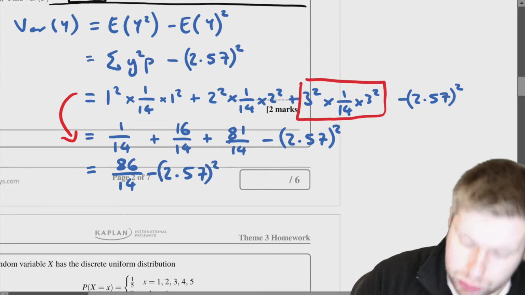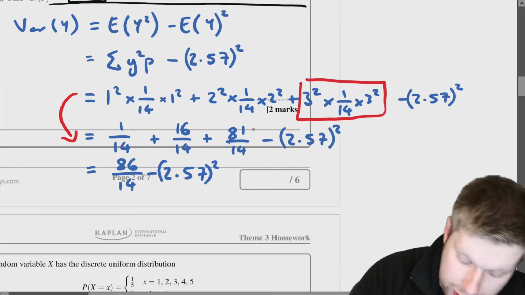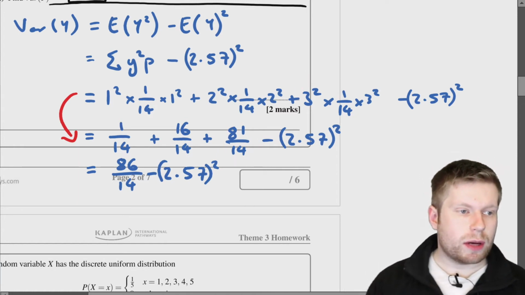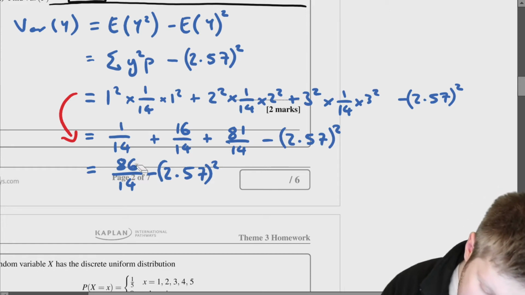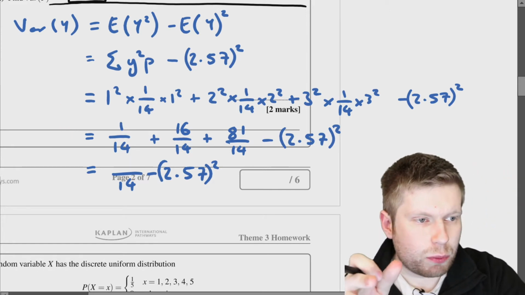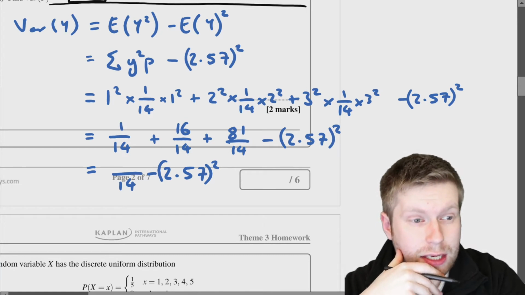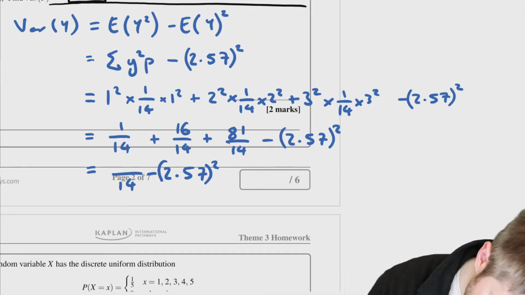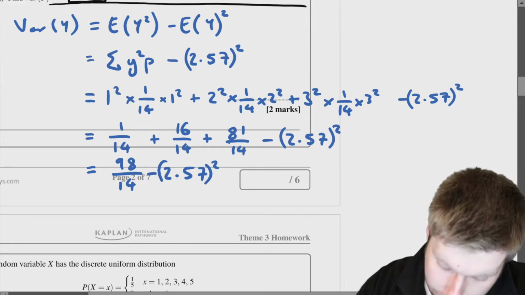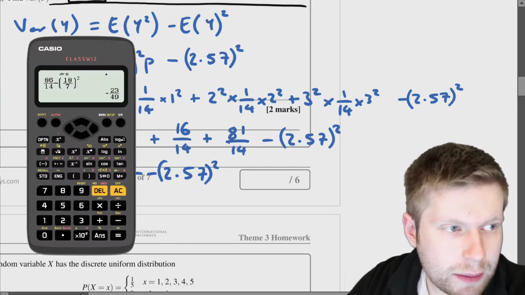Right, 3 squared times 3 squared, that's 9 times 9, that's 81. So yeah, I'm happy that's 81/14. And obviously the 2.57 is the previous answer. So let's go back and recalculate this fraction. So 1 plus 16 plus 81, that's going to give me 82, 88, 98. Okay, that's a little bit bigger. That looks a little bit nicer, okay? So that should be 98/14.